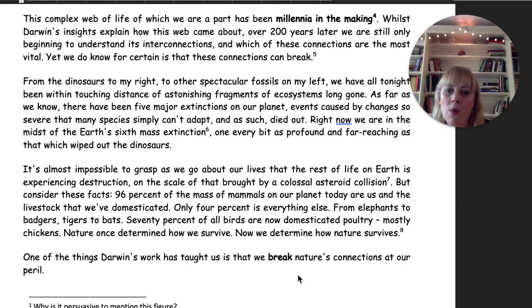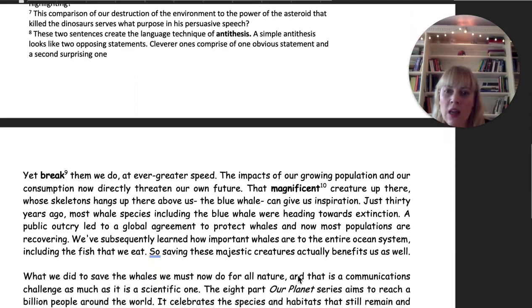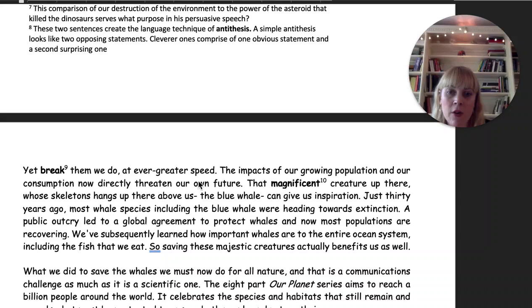One of the things Darwin's work has taught us is that we break nature's connections at our peril. Yet break them we do, at ever greater speed. The impacts of our growing population and our consumption now directly threaten our own future.